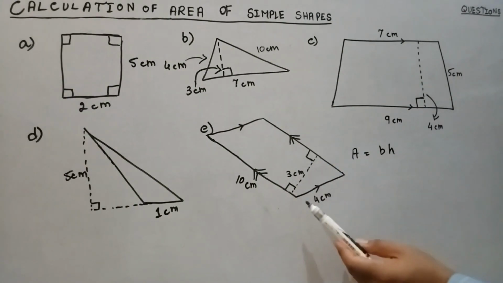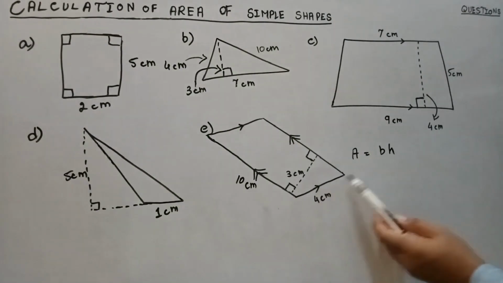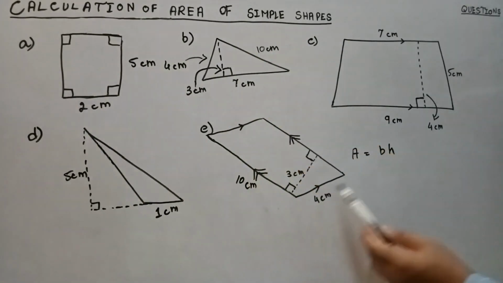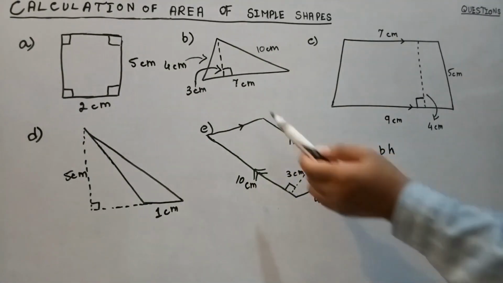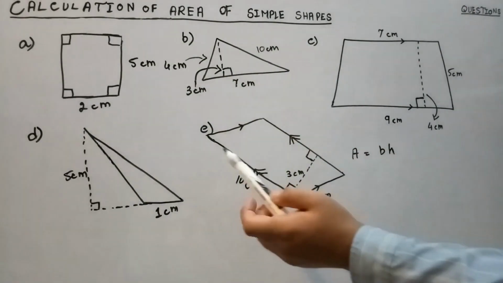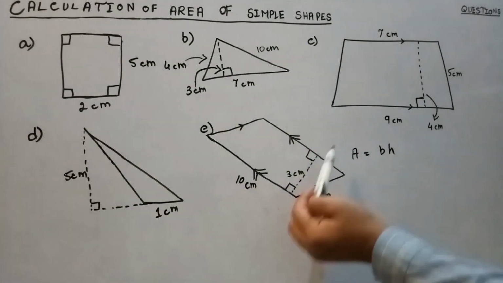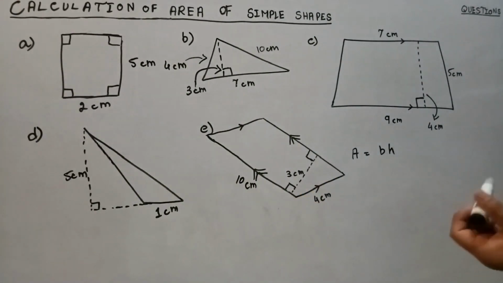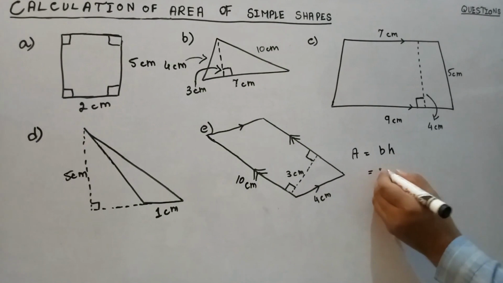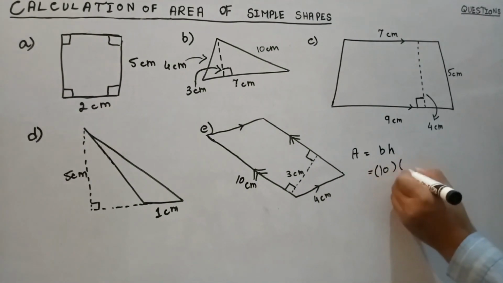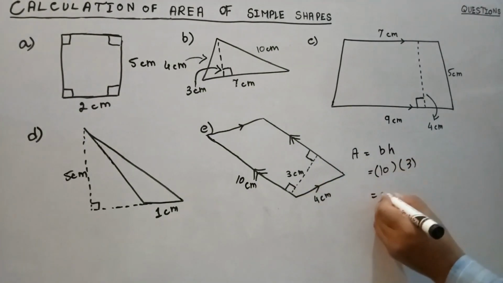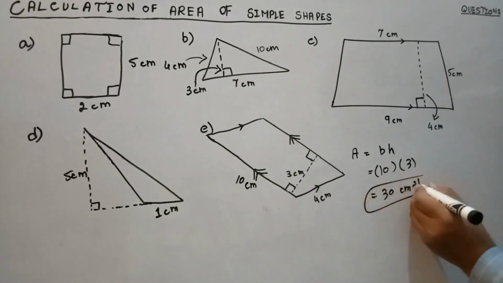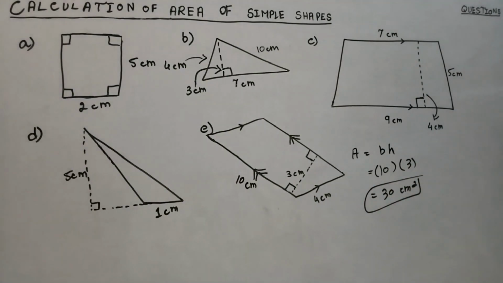Clear? So if we take this one as a base, we need a perpendicular height here. So we are not taking this one as a base, because the perpendicular height is not given to us. We will take this one as a base, because here the perpendicular height is given to us. Clear? So our base is 10, and our height is 3, so it is equal to 30 centimeters square. Area is always in squares. Clear?